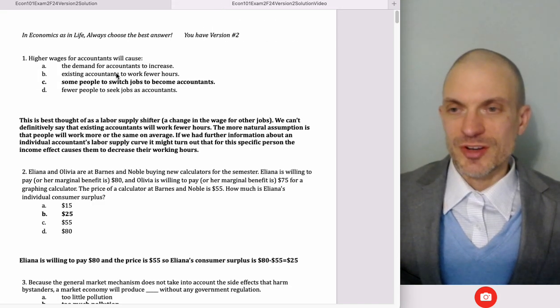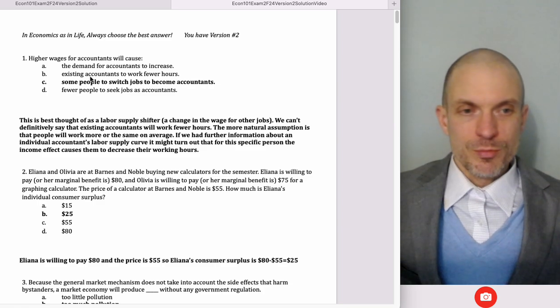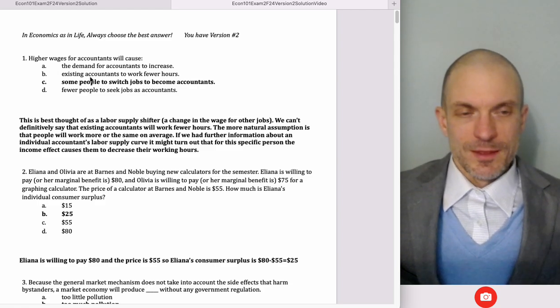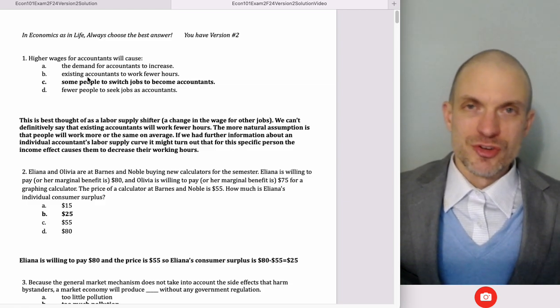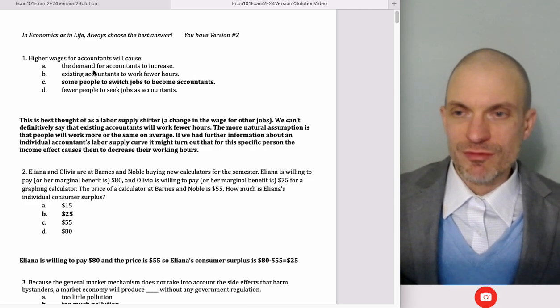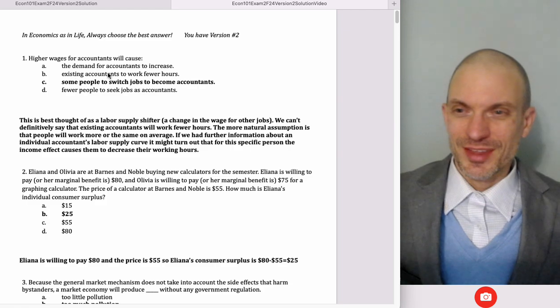Okay, so first question, higher wages for accountants will cause demand for accountants to increase? Nope. Things that'll cause demand for accountants to increase are basically things that are going to affect the marginal revenue product of accountants. So it's going to be the price of the things the accountants are performing, like the output market, and then the marginal product, marginal productivity. Those two multiplied together gives us the marginal revenue product. That's the labor demand curve. That's not affected here.